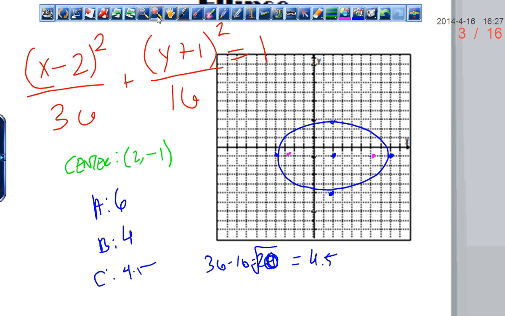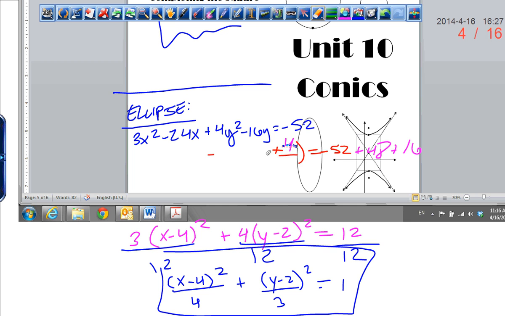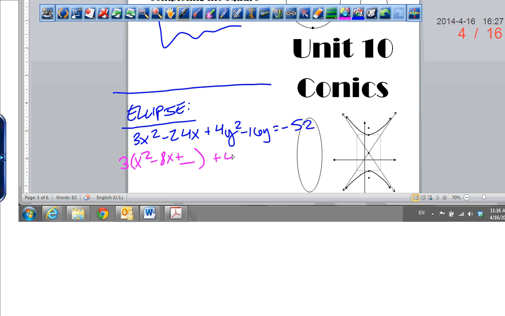Okay, and the last thing, let's do a completing the square problem. Super duper complex looking, not so bad. First thing I do is I gotta take out a 3. So I do that, and I leave myself room. Then I take out a 4, and I leave myself room, which equals -52.